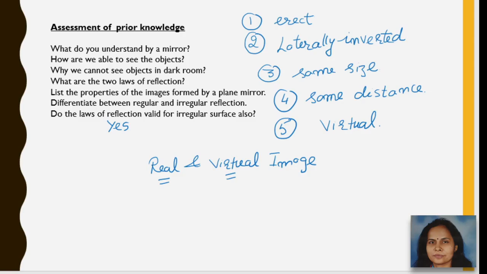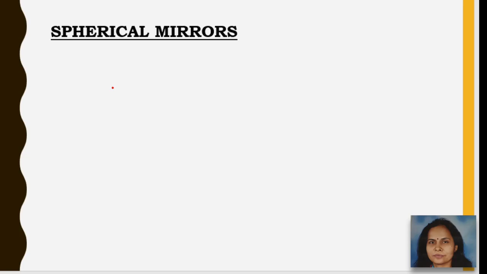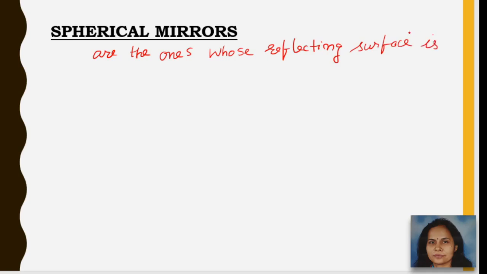So let's move on to today's topic, spherical mirrors. So what do you mean by spherical mirrors? Spherical mirrors are the ones whose reflecting surface is curved. Now we can compare this with a plane mirror. Plane mirrors are the ones whose reflecting surface is plane. And the spherical mirrors are the ones whose reflecting surface is curved.